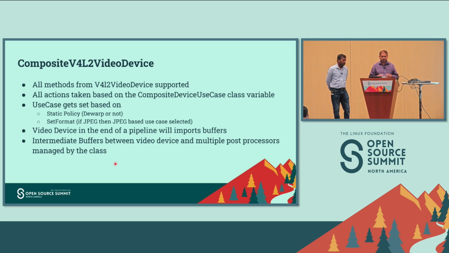Now the video device at the end of the pipeline is going to use the application's imported buffers, which means that if a pipeline is 2 or 3 deep, the intermediate buffers need to be handled by this class, which is also built into the class.